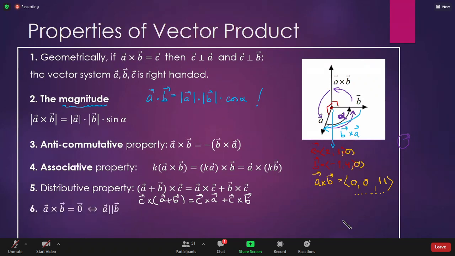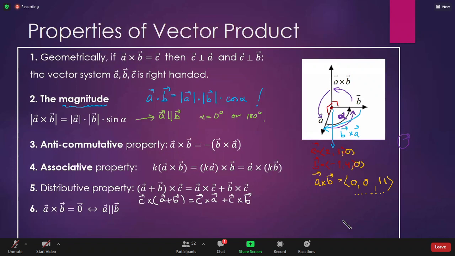Now, what happens if two vectors are parallel? Let us think about this sine property. From this we can say, if vector A and vector B are collinear, then the angle alpha is either 0 or 180 degrees. For parallel vectors, it would be 0, same direction. For anti-parallel vectors, it would be 180 degrees.